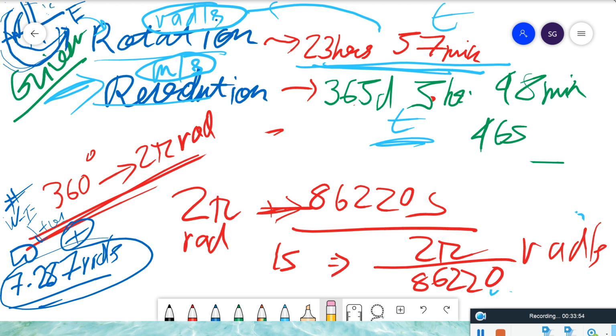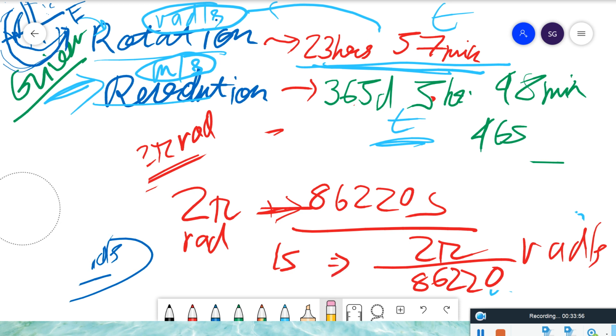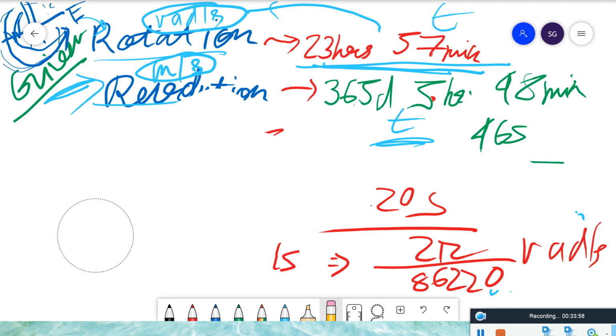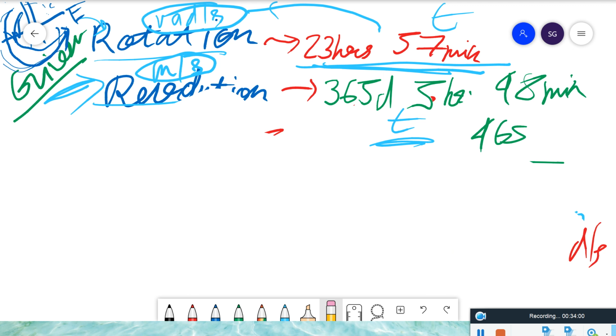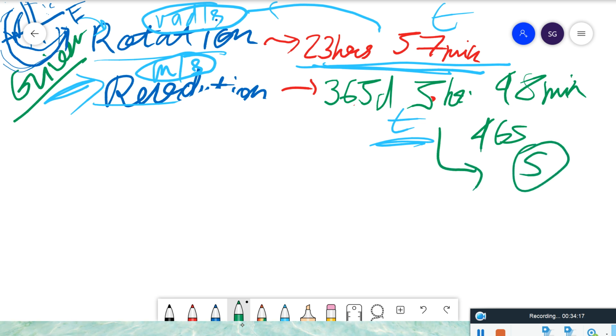Now our calculations for rotation is over. Now I am just focusing on revolution. Now here there is a little complex part, but it's so easy if you understand the concepts. So it is 365 days, 5 hours 48 minutes and 46 seconds. I need to convert into seconds and my work is done.